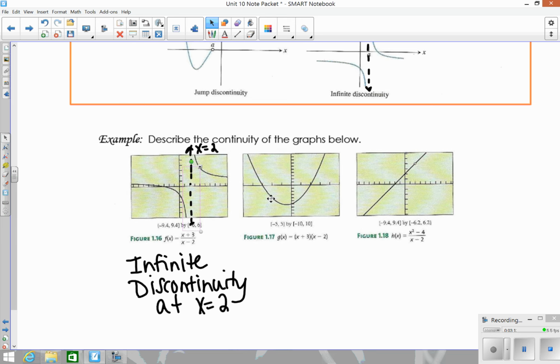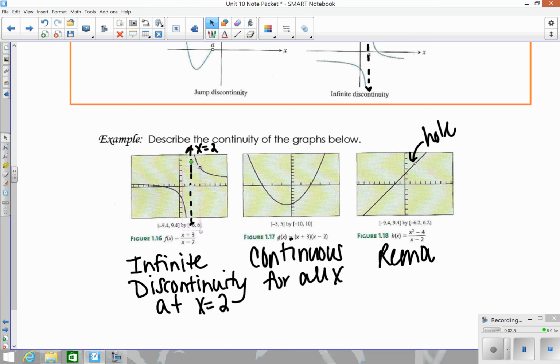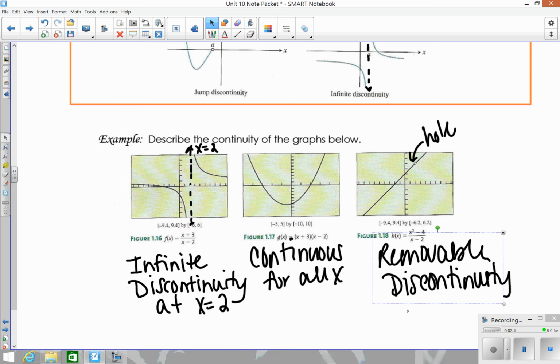This graph here is continuous. It keeps on going. I don't ever have to pick up my pen or pencil for all the x values. And this last one here, there's one hole right here. So since I have a hole in the graph, that tells me that this is a removable discontinuity because you could patch it. And that's at x equals 2, that point.